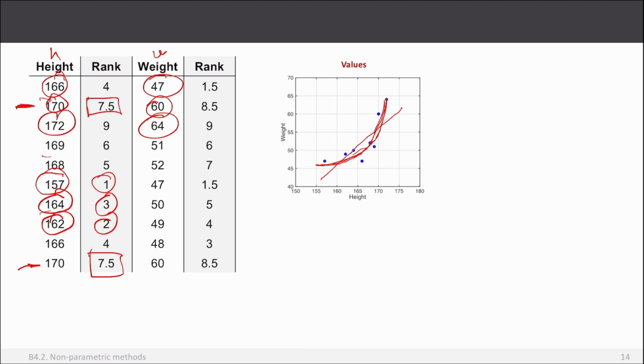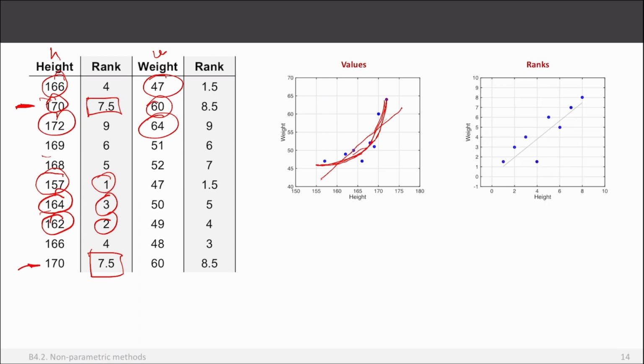You can see 170, 170, right? So let me make a plot for ranks. So this is height, but ranks, right? You can see from 1 to 10. And then this is the weight for ranks. And then you can see what happened. It stratifies your dependence, right? So you don't see this curvature anymore. You see it as just a linear relationship, right?